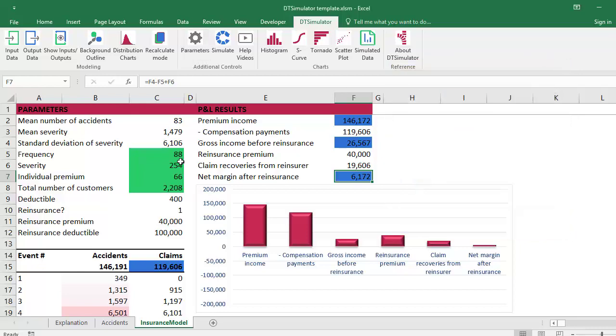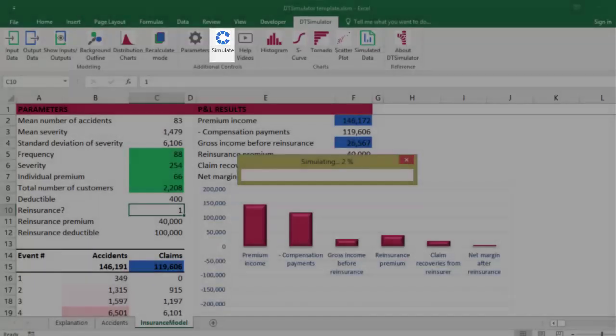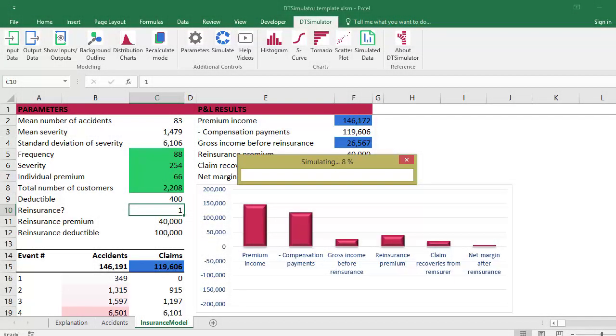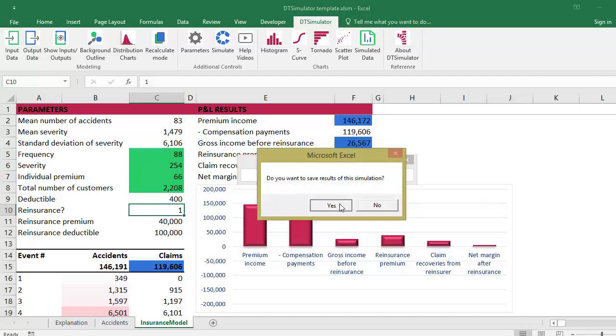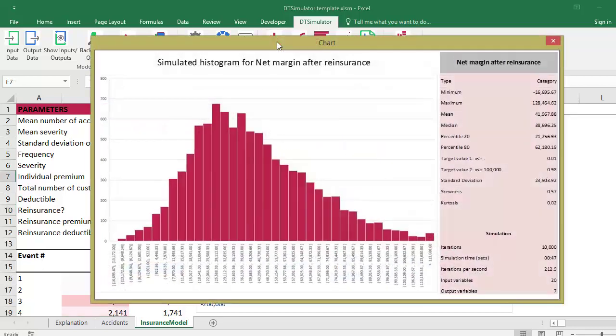36. Making sure that cell C10 contains a 1, proceed to start a simulation with 10,000 iterations. 37. Once the simulation has been performed with 10,000 iterations, regardless of whether you have saved the simulated results when asked, you can now take a look at the histogram of simulated results by hovering on cell F7, net margin after reinsurance, and clicking on the histogram chart, which should now look like this.